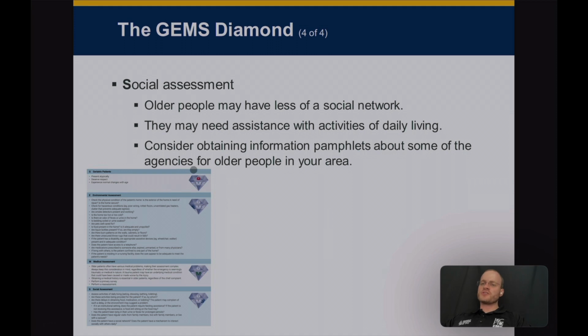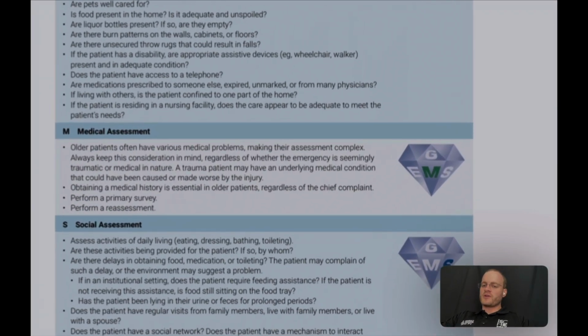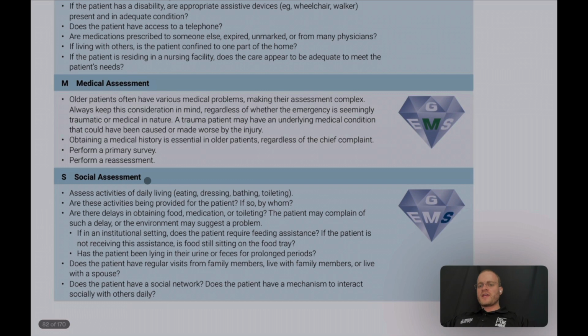And then the S is for social assessment. Older people may have less of a social network, and so they may need assistance with what we've talked about, ADLs, activities of daily living. So consider obtaining information, pamphlets about some of the programs in your area. Again, in the social assessment, are they eating, bathing, toileting? Are they being well provided for? Are they wearing clothes? Do they have regular visits from family, church members? Do they live with someone? Do they have a social network? Is someone checking on them daily?